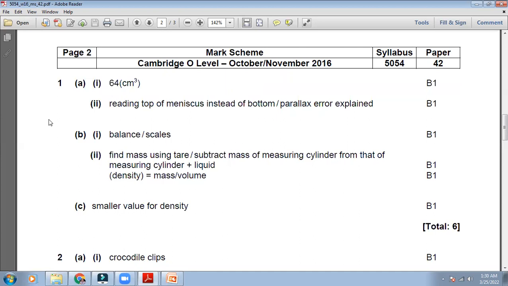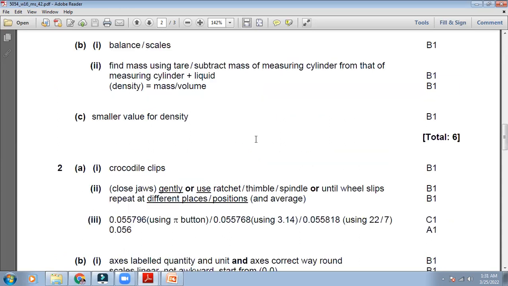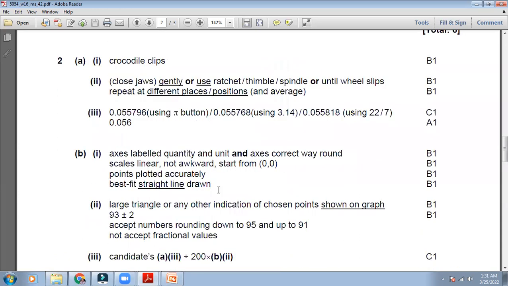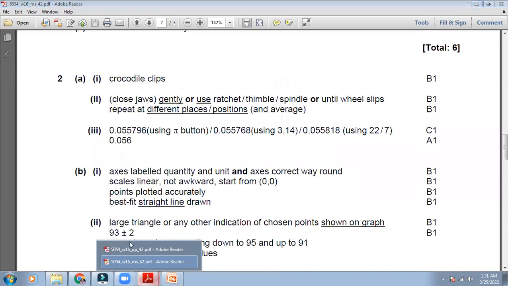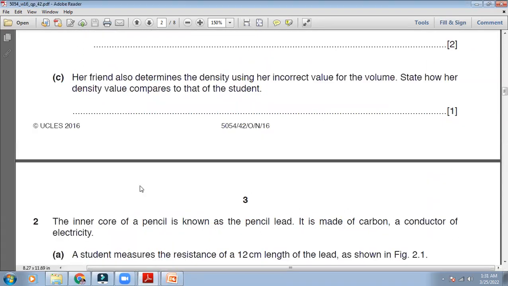I have already checked my answers with the marking scheme, and you can also pause the video and take your time and check the marking scheme. It is always a good habit to check your answers, your teacher's answers, and compare them with the marking scheme. It's a very, very important habit. Okay, so we are done with question number 1, and we are going to the next question, number 2.